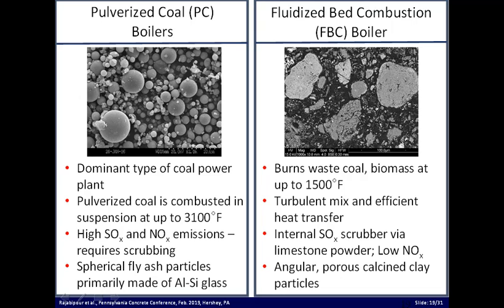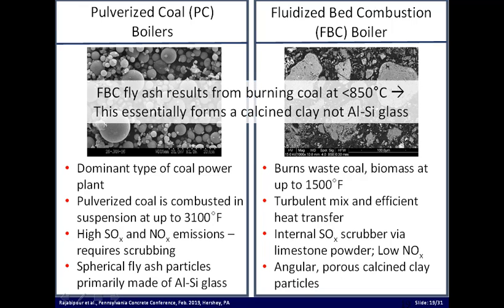And the other thing is these temperatures are not high enough for those clays that are intermixed with the coal to melt. So they keep their original shape and structure. They just get thermally altered and they become reactive. So as you see in the image, the particles are angular, sometimes highly porous, and as such, they will have a much higher water demand than a conventional fly ash. Okay, we can go to the next slide.